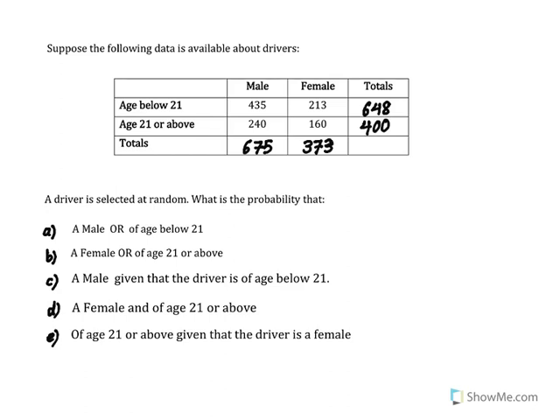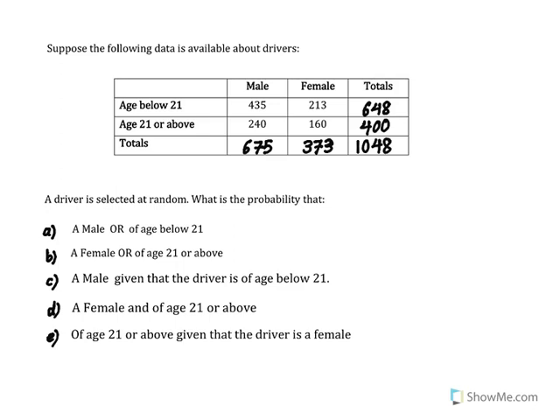And then the total number of people in the data that is given, you can add either the totals of the last column or the totals of the last row. You should get the same answer, that is 1048. This is the total number of people.